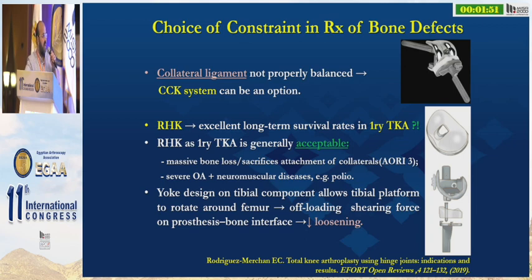The use of RHK in primary knee, this could be an excellent long-term survival rates. This could be controversial, but it's generally accepted that we can use RHK in this indication as a primary knee in cases with massive bone loss that sacrifices attachment of the soft tissue, ORI type 3, or severe osteoarthritis plus neuromuscular disease like poliomyelitis. And this is related to the yoke design on the tibial component that allows the tibial platform to rotate. It's a rotating hinge, and thus offloading the shearing forces, and it gives it a long survival.